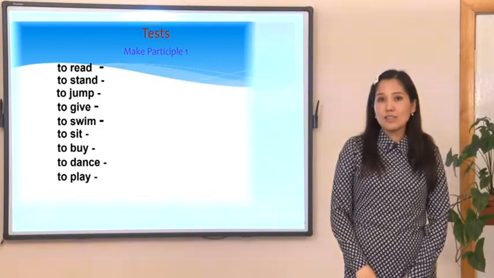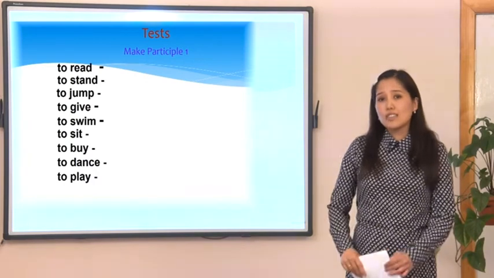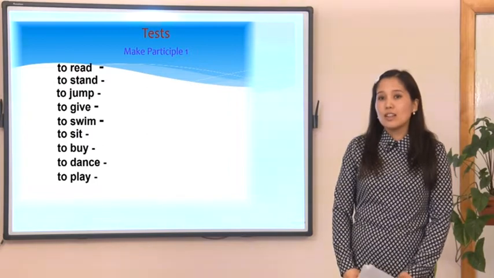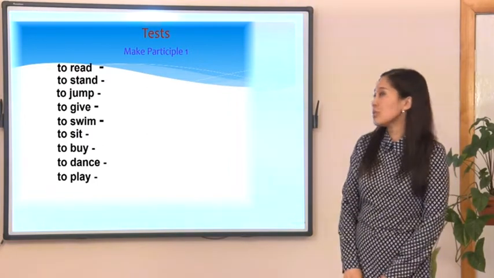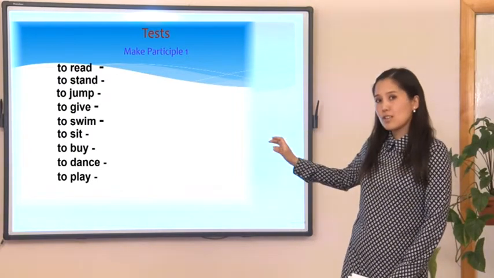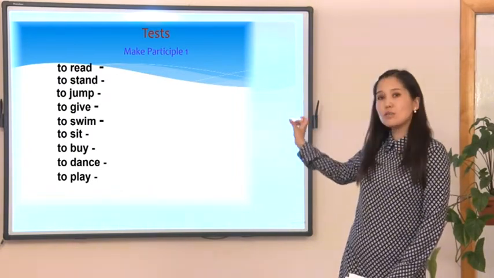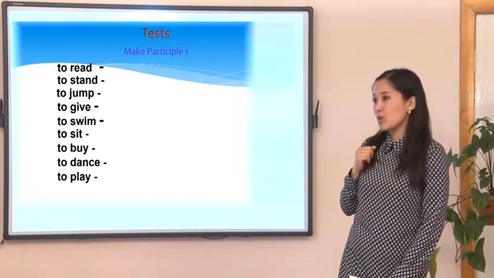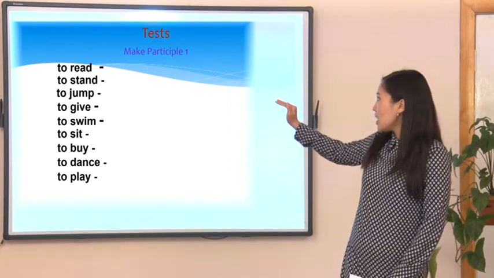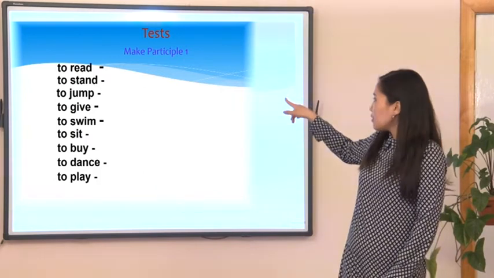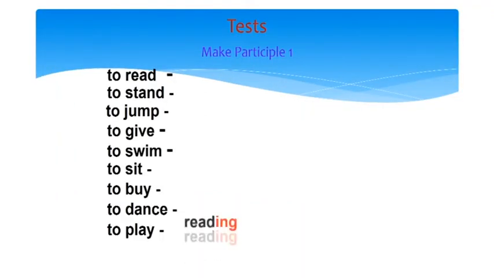Now I give you some tests. You should think. I think you have with you copybooks, notebooks, and books. Let's start. How will we do it now? Here I write some verbs and your task is to make the continuous form. For example, the first one I want to show you: to read, and how we make the continuous form. To read, reading.